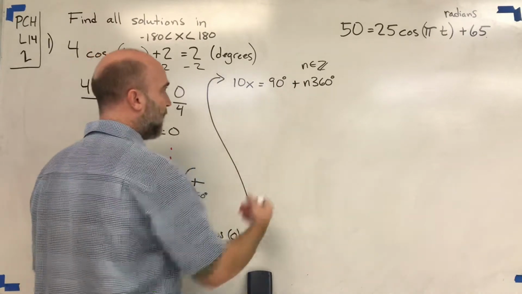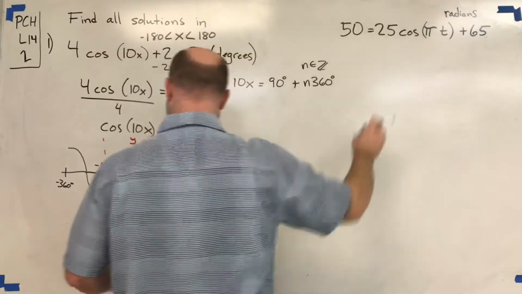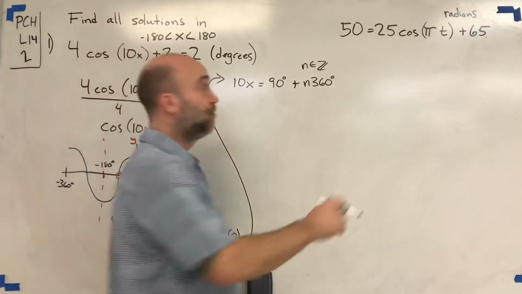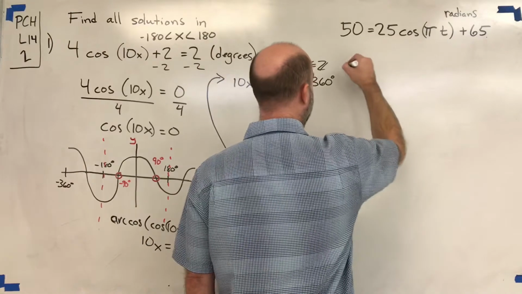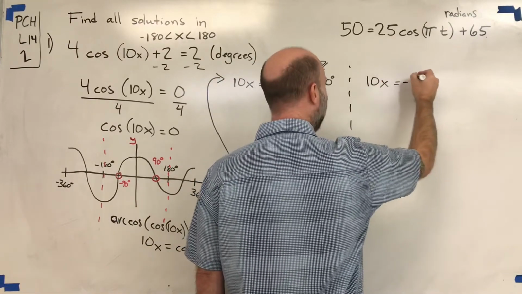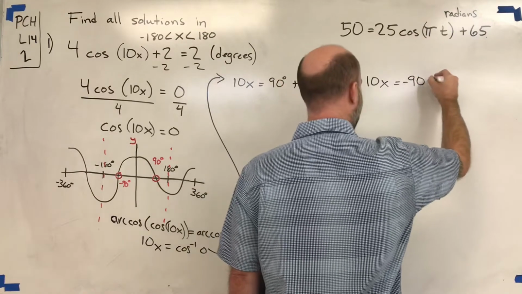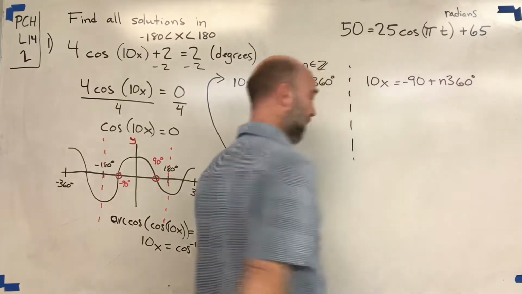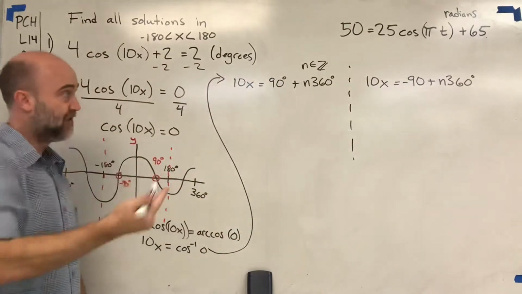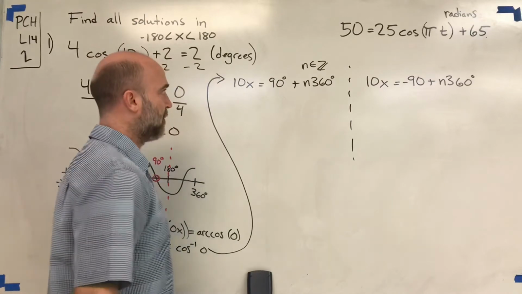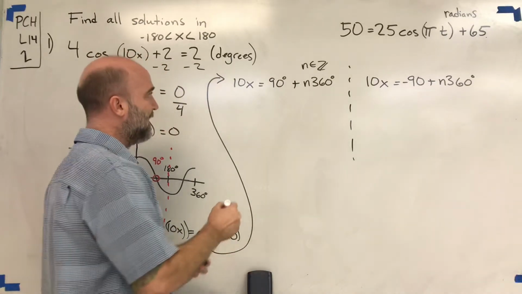We also have the other case. I'll go ahead and do it right here. The other case, that's this one right here, the negative 90. So I also have 10x equal to negative 90, plus our intervals of 360 degree oscillations or rotations, however you want to look at it. And once again, n is an element of the integers.